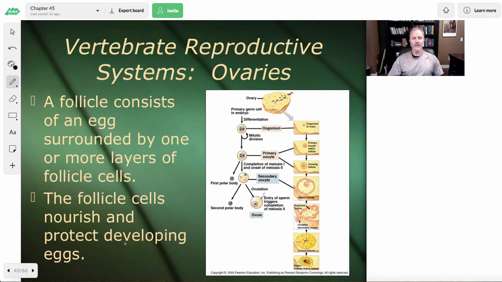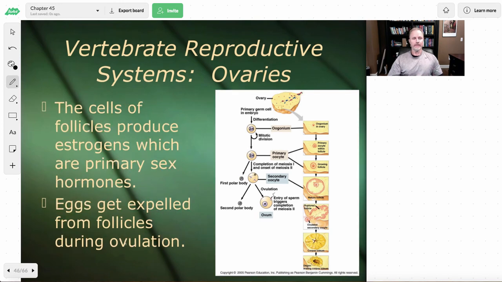Okay, and the follicles are kind of surrounding the egg, and all of these cells are basically there to nourish and protect the developing eggs. All right, and the cells of the follicles produce the estrogens, and these are the primary sex hormones. If you recall from talking in class, estrogen and progesterone are going to interact to prevent the release of the GnRH, to prevent the release of the LH and FSH and so forth. And it's also going to promote the thickening of the endometrial lining.